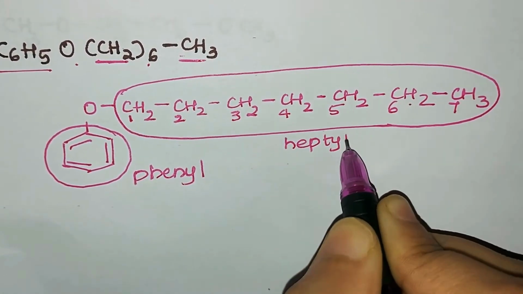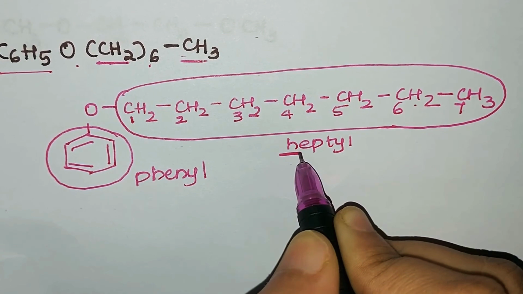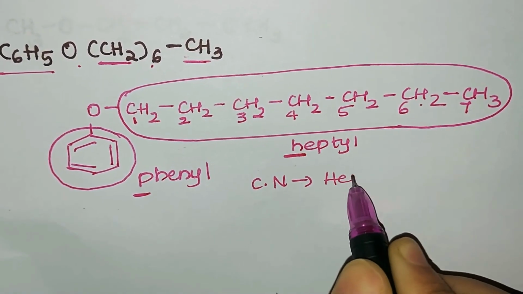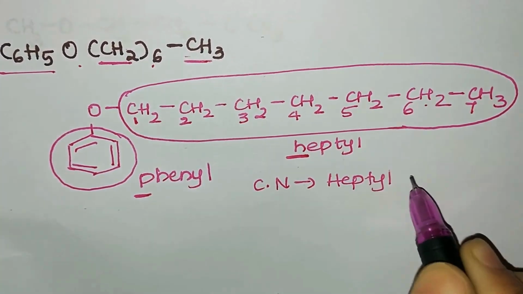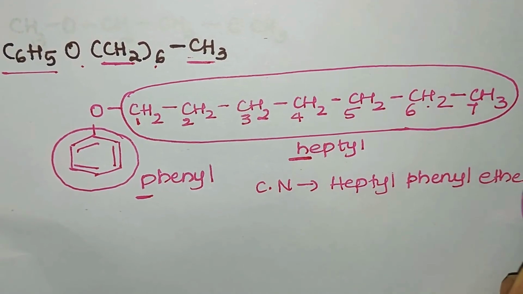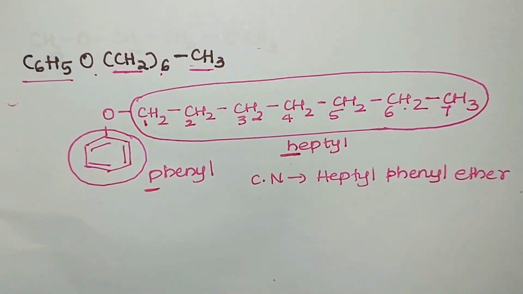Alphabetically, what comes first? H comes first, hence the common name in this case will be heptyl phenyl ether. Why do we write it as heptyl phenyl ether? Because alphabetically H comes first and then P. So the common name is heptyl phenyl ether.